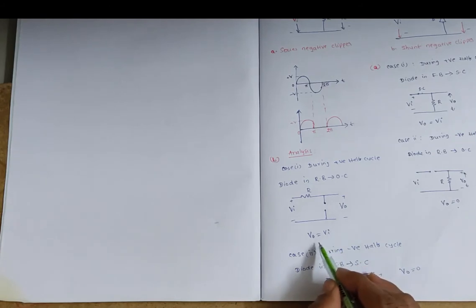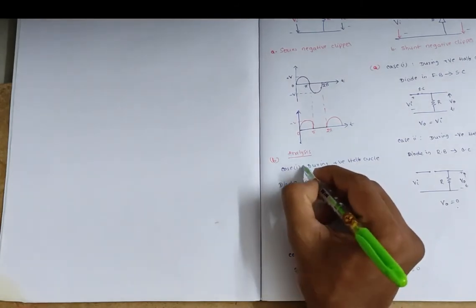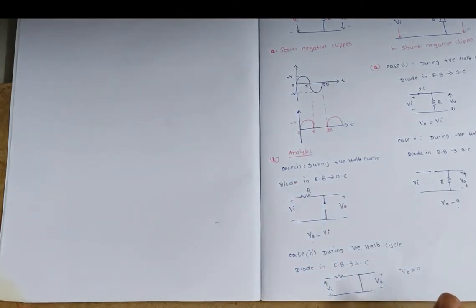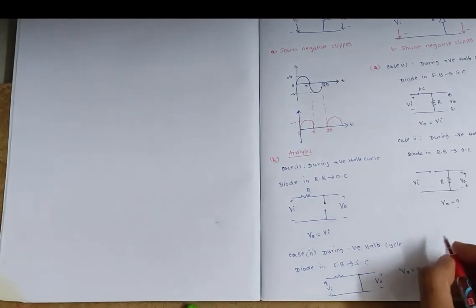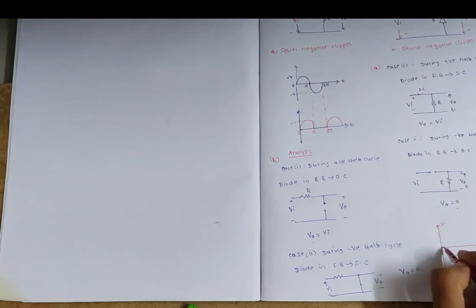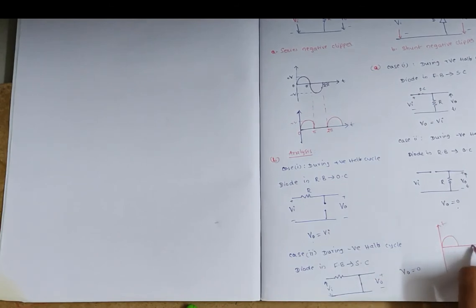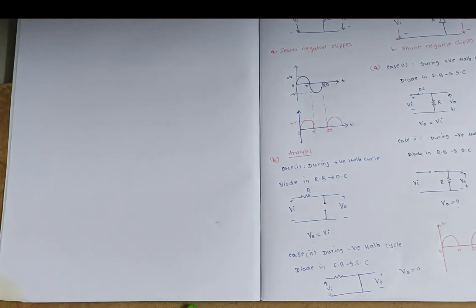So during the positive half cycle, V0 equals Vi. During the negative half cycle, V0 equals 0. There is no signal during the negative half cycle. From this we can draw the output waveform like this. During the positive half cycle, whatever input we applied will appear across the output. Negative half cycle 0, again positive half cycle. So it looks like our half wave rectifier output. So here also we are removing the negative half cycle.